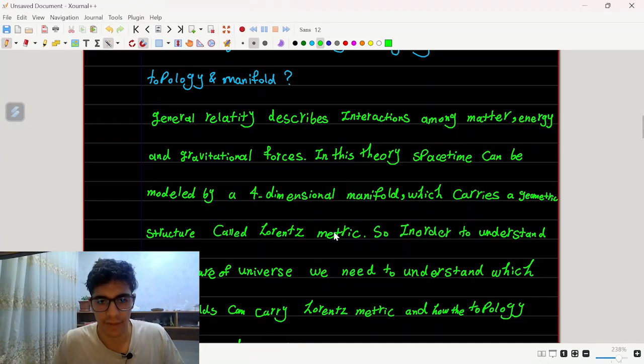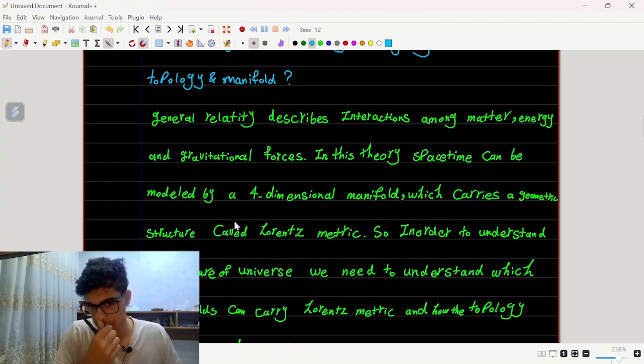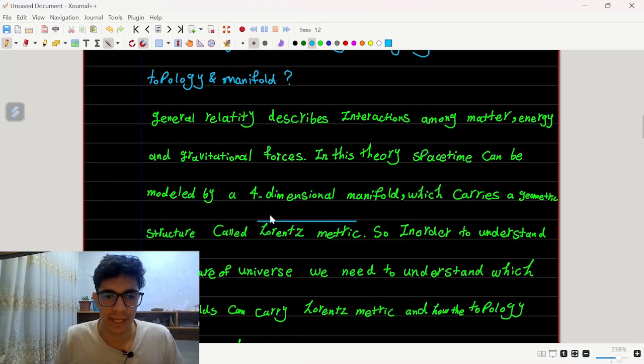And if you're not familiar with some of these words, we are going to get through them in the next couple of episodes. But if I want to say what a Lorentz metric is, in special relativity, we have a metric called Lorentz metric, which tells us the distance between two events in space and time with coordinates like t, x, y, and z. So that's what a Lorentz metric is.